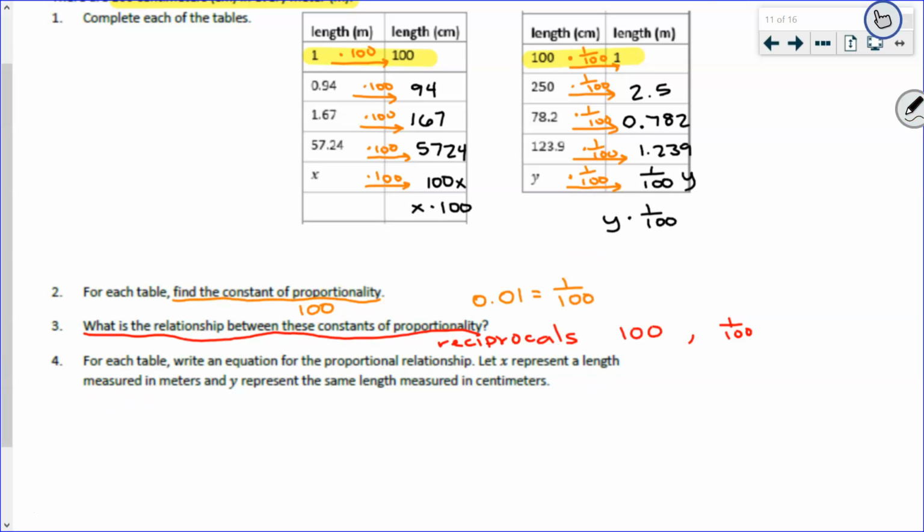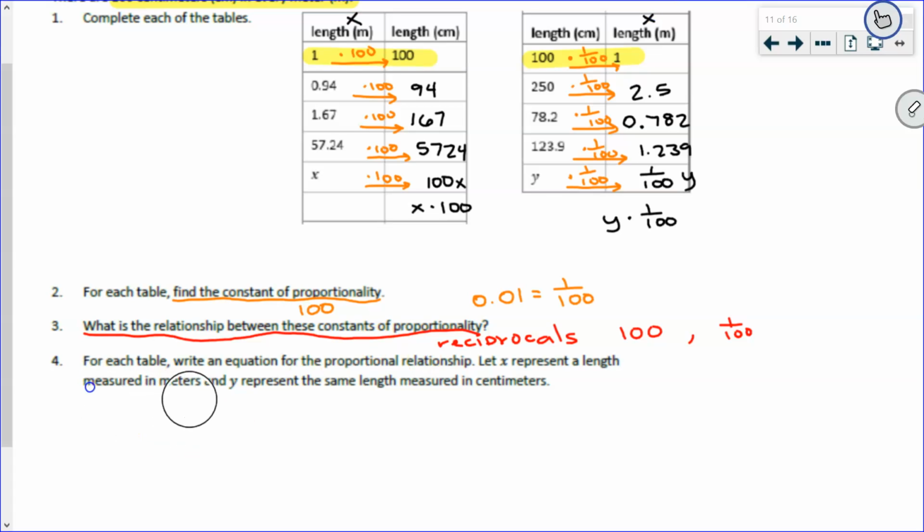Now, for each table, write an equation. And again, you have already done like 99% of the work here. When we read, it says for each table, write an equation for the proportional relationship. Let x represent a length measured in meters. So here's a length measured in meters. What label are we going to give this column? Read it again. Let x represent the length measured in meters. So what am I going to give this column? What label? X. And I see another column that says length measured in meters. That one is also going to have the label x.